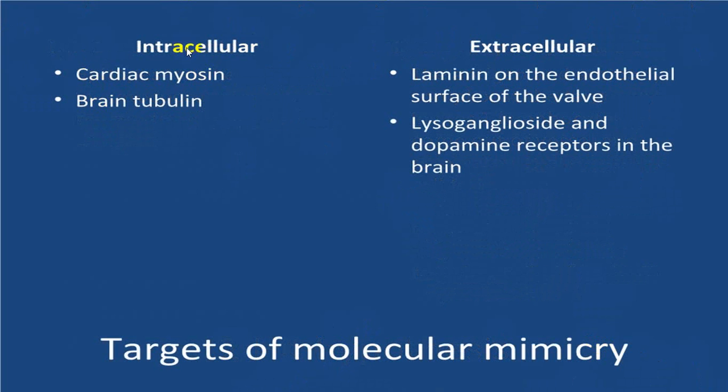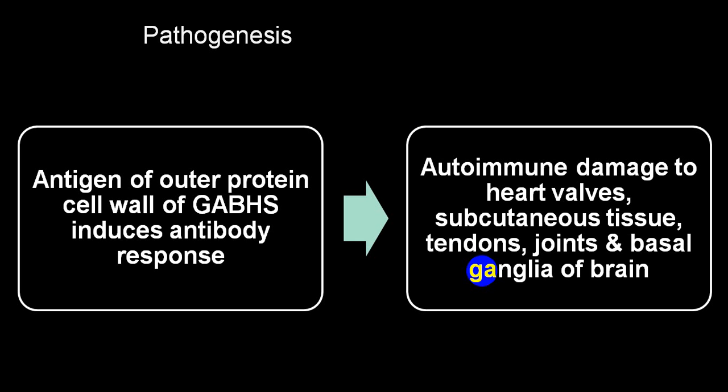There are intracellular structures like cardiac myosin, and the brain contains tubulin, and these are recognized as foreign material, and you get a cross reaction of the streptococcal antibody reacting with this myosin and brain tubulin. And in extracellular structures, laminin and lysoglenocyte, these are some of the areas where you can have molecular mimicry and can react. So antigen will produce antibody, and that antibody will cause autoimmune damage to heart valve, subcutaneous tissue, tendon, joints and basal ganglia of brain, and also it can involve all the structures of the heart.